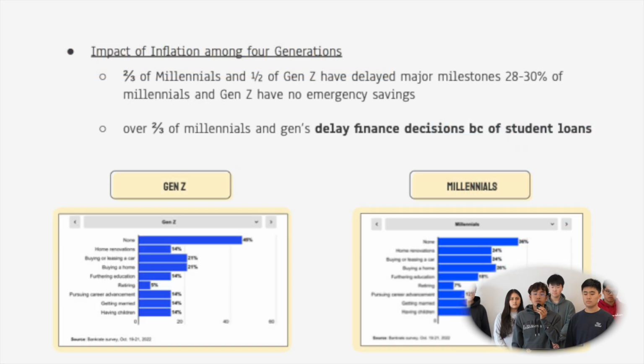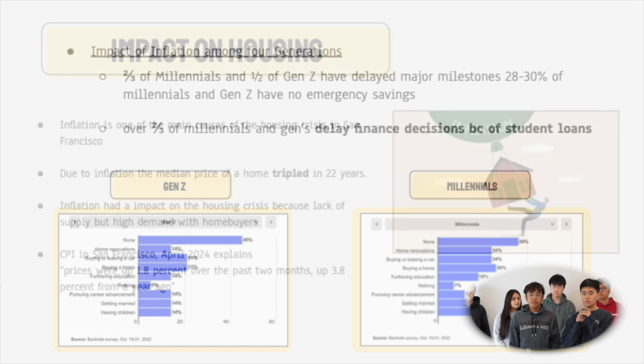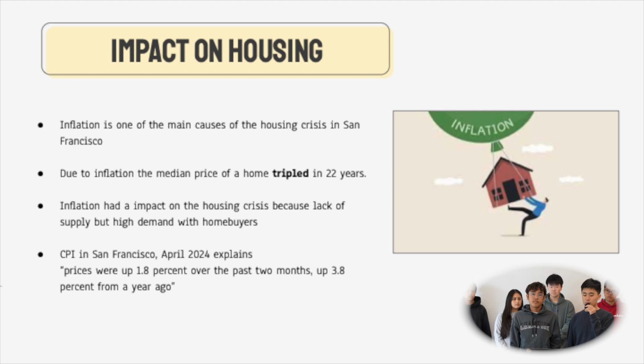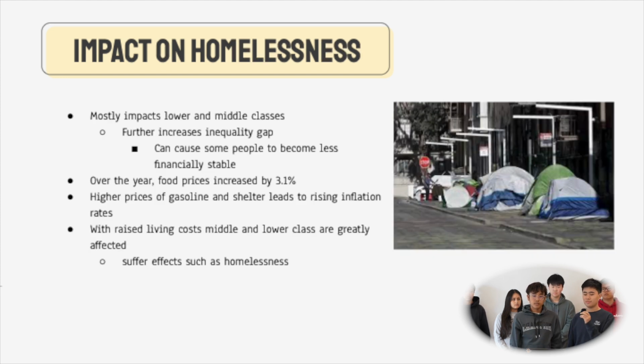Over 2/3 of millennials and Gen Z delay finance decisions because of student loans. And this is the data of Gen Z and millennials. Inflation's impact on housing is that the median price of a home tripled in 22 years and is now $1.44 million. This is all because of the lack of supply but high demand from home buyers. It also has a big impact on homelessness as the inequality gap between lower and middle class increases. Over the years, food prices and gasoline prices have both increased, and this has caused homelessness in SF.